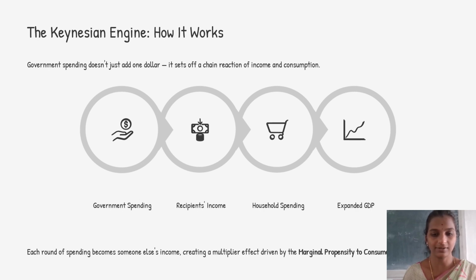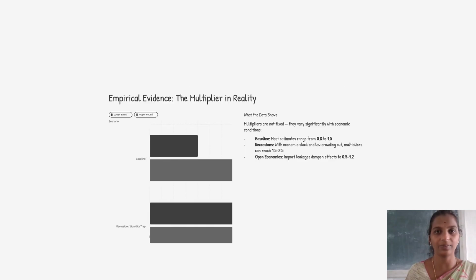Each round of spending becomes someone else's income, creating a multiplier effect driven by a higher marginal propensity to consume. The multiplier effect is nothing but when income increases, spending also increases, that is, consumption increases. How much the consumption increases reflects the spending. How many times the effect increases, the fourfold effect, is called the multiplier. So how the government spends is explained with the help of the multiplier.